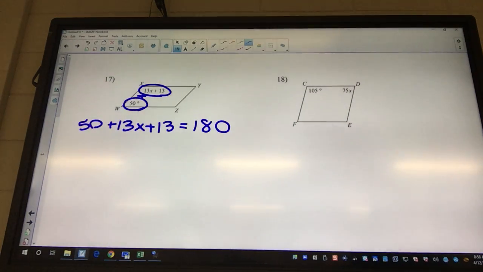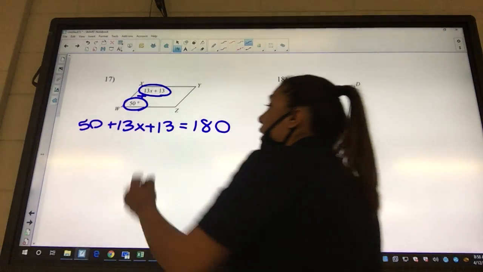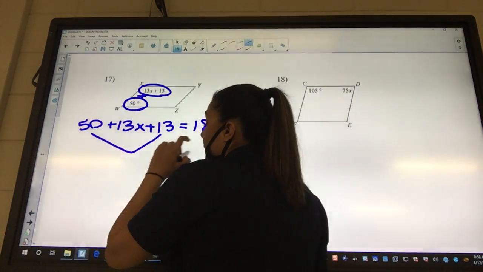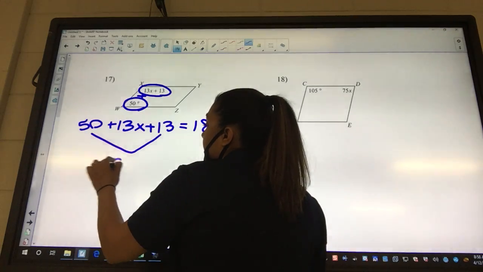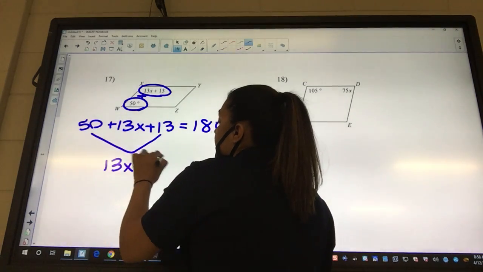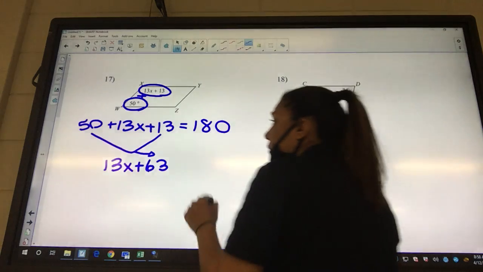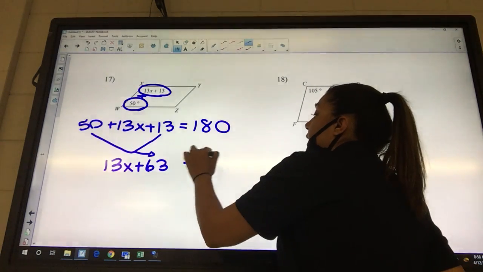Okay, so what do we do first? The letters go to the left and the numbers go to the right. Or you can combine like terms first. Okay, so a 13 and a 50 is going to give me what? 63. 63, thank you. So I got 13x plus 63, we got that from those two, equals 180.